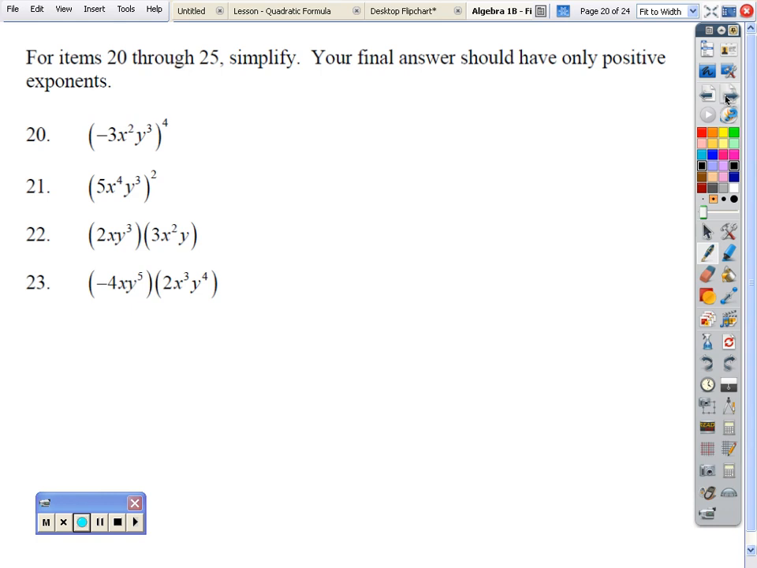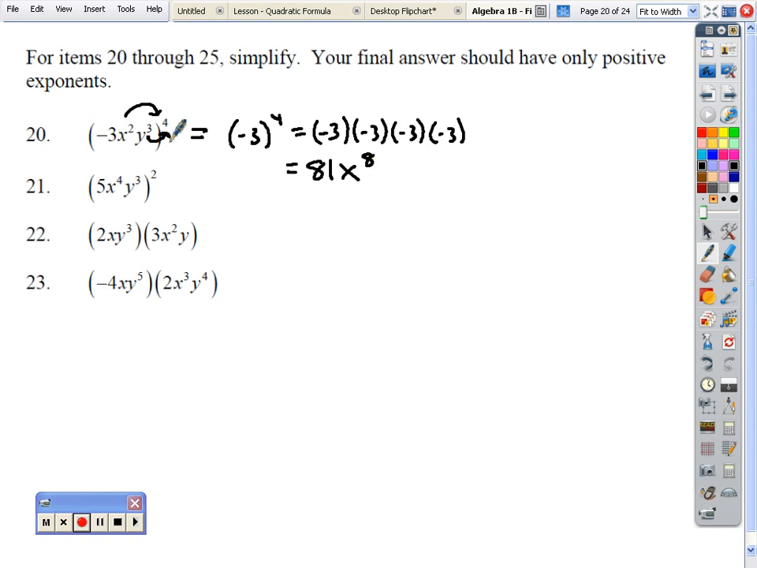The first thing we're going to do here is take negative 3 to the fourth power, which is negative 3 times negative 3 times negative 3 times negative 3, which actually gives you positive 81. And then I'm going to multiply the exponents. So 2 times 4 is 8. So I'm going to write x to the 8th power. And then 3 times 4 here is 12, so it's going to be y to the 12th power. And that's the answer for 20.